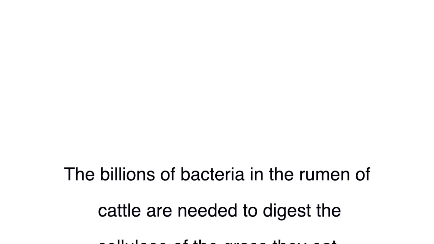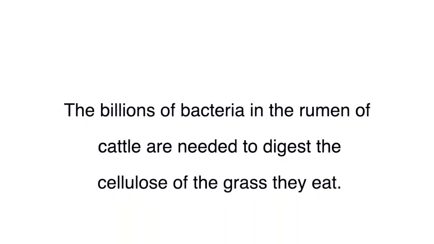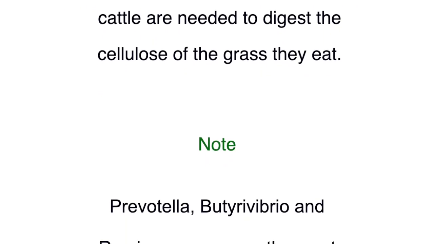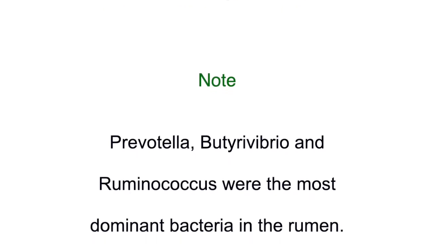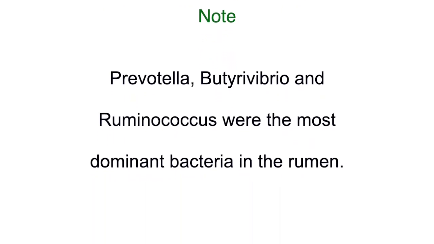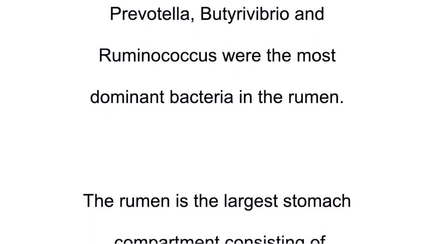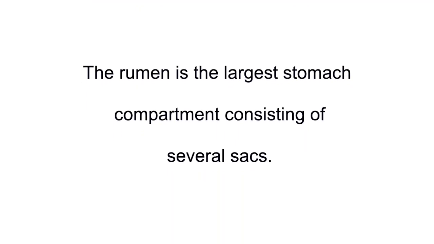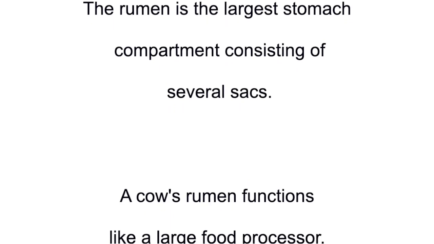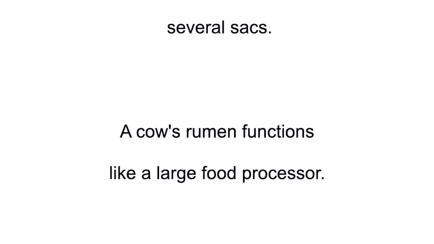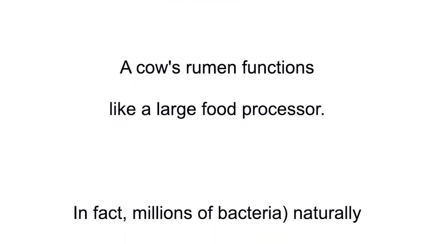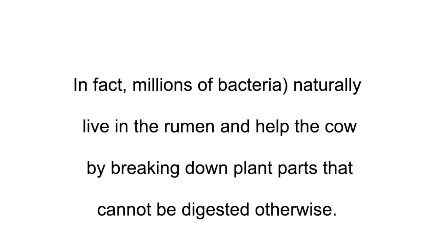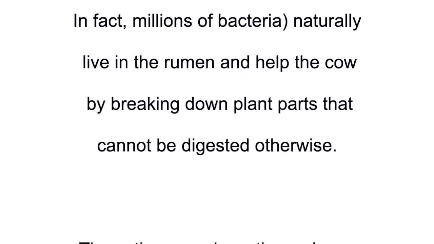The billions of bacteria in the rumen of cattle are needed to digest the cellulose of the grass they eat. Note, Prevotella, Butyrivibrio, and Ruminococcus were the most dominant bacteria in the rumen. The rumen is the largest stomach compartment consisting of several sacs. A cow's rumen functions like a large food processor. In fact, millions of bacteria naturally live in the rumen and help the cow by breaking down plant parts that cannot be digested otherwise. These tiny organisms then release nutrients into the rumen.